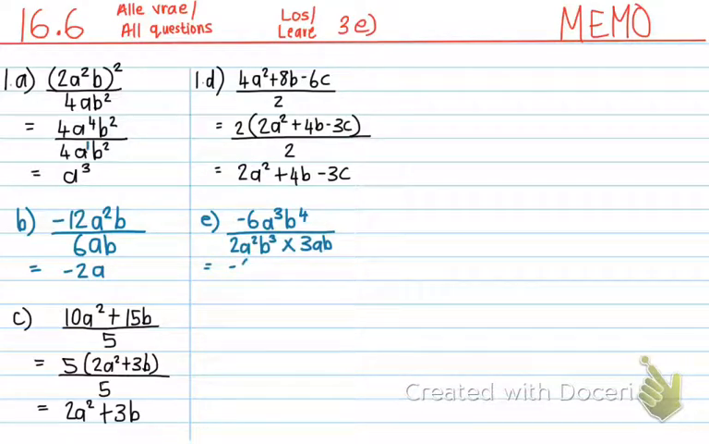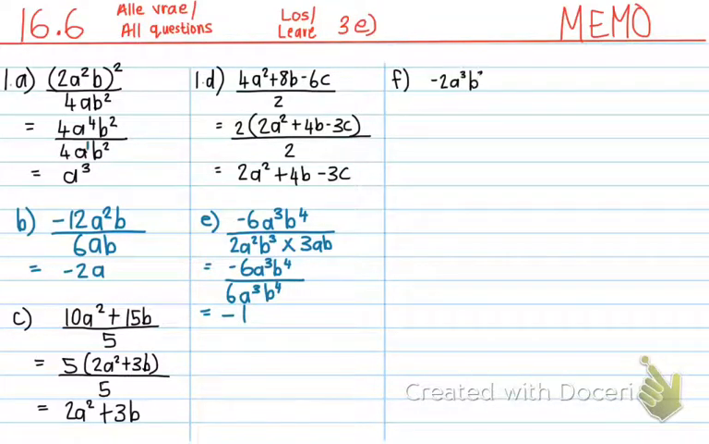Okay, so it's negative 6a to the power 3 b to the power 4 over. Now I multiply the bottom part. 2 times 3 is 6. A to the power 3 because I add the exponents when I multiply with the same base. And b to the power 4. Now everything cancels out, but there's a negative, so it's going to be negative 1.